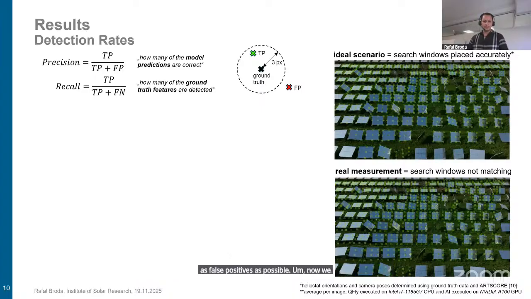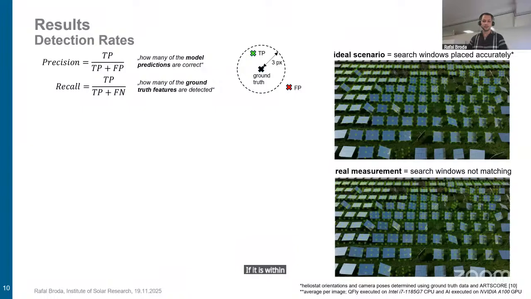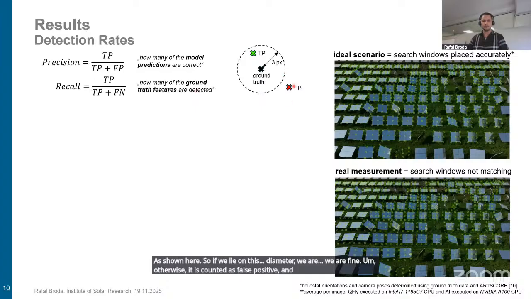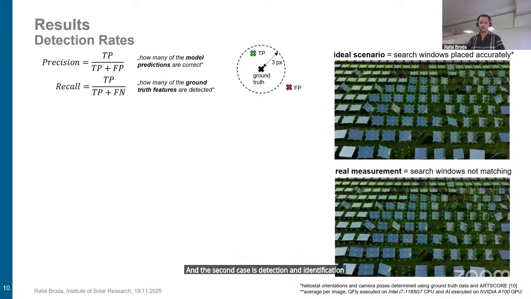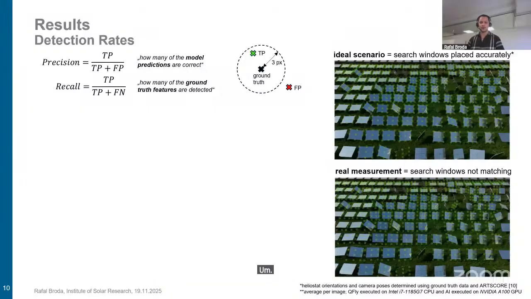Now we look at 2 cases. The first one is pure detection, where a prediction counts as correct if it is within 3 pixels of a ground truth feature, as shown here. So if we lie on this diameter, we are fine. Otherwise, it is counted as a false positive, and then the precision is calculated respectively. And the second case is detection and identification, which is basically the same, but the prediction additionally must have the correct corner ID and be assigned to the correct heliostat. So a more strict precision metric.